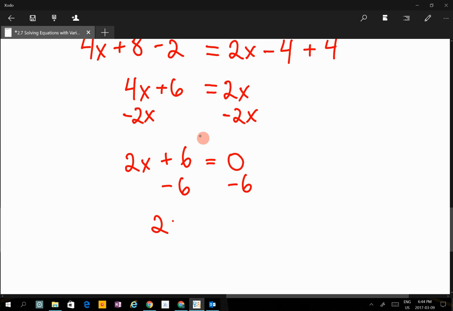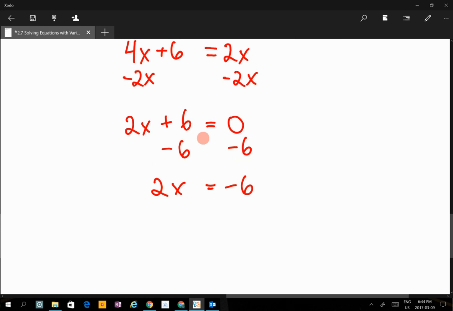And I'm left with 2x on the left. 6 take away 6 is 0. And then 0 take away 6 is going to be negative 6. Okay, 2x equals negative 6. I want to get the x isolated, so I divide both sides by 2. And that leaves me with 2 over 2, which is 1. And that leaves me with x. And then negative 6 divided by 2 is negative 3. And there's my solution.